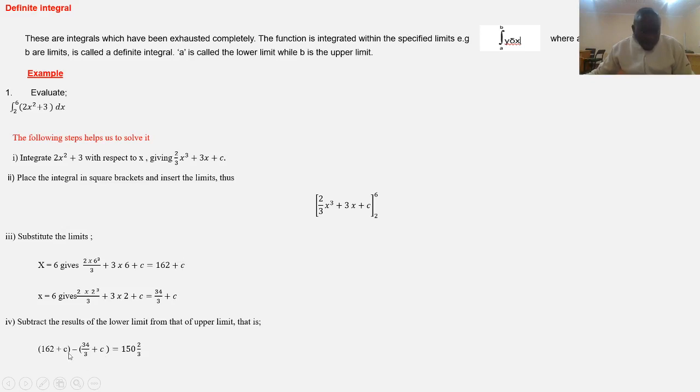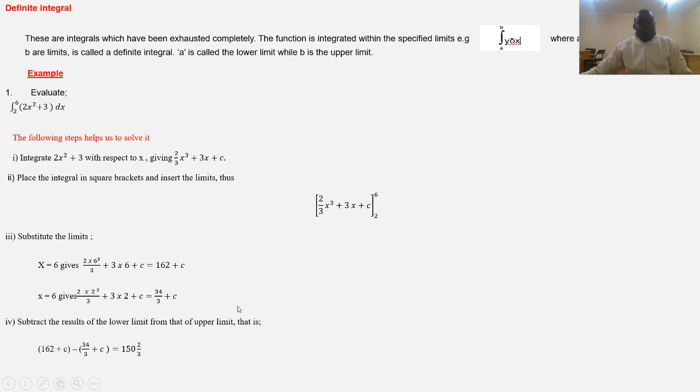If we open the brackets, it will be 162 plus c minus 34 over 3 minus c. So the positive c and negative c cancel out. So we shall have 162 minus 34 over 3, which gives you 150 and 2/3. What you learn from here, and that is why I said this about definite integrals, is that it involves a constant c, but the constant c will always cancel out. Therefore, when you are dealing with definite integrals, you don't even write the c.